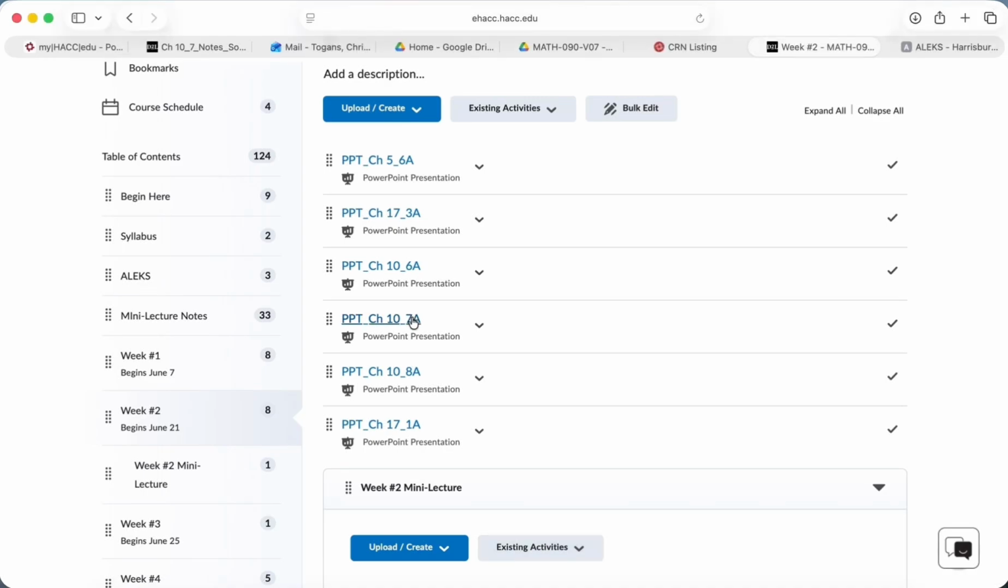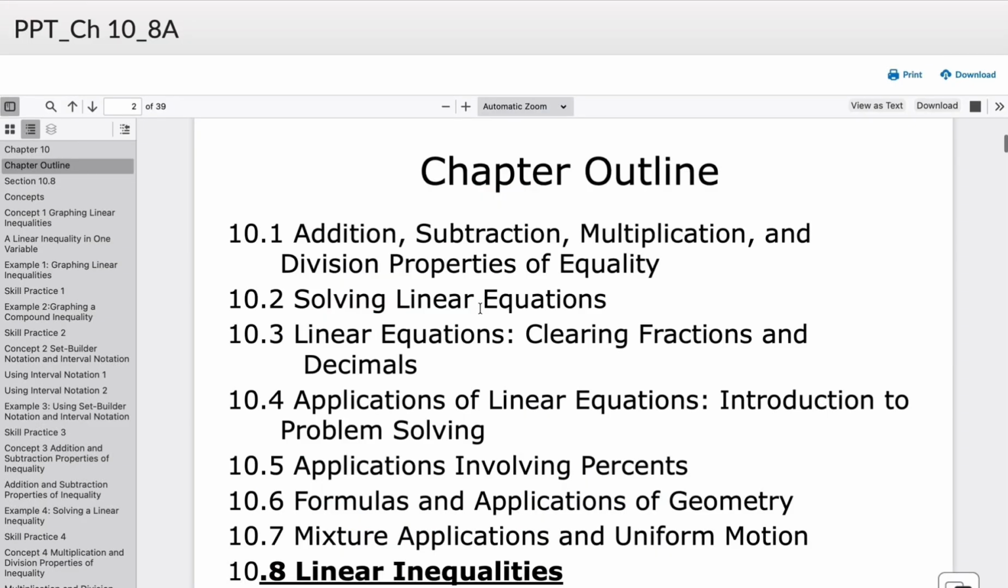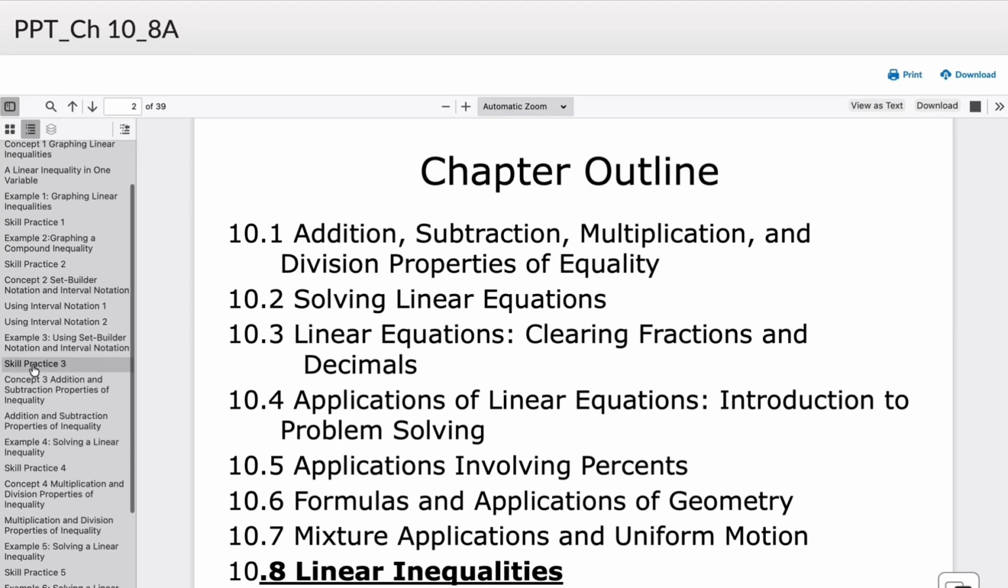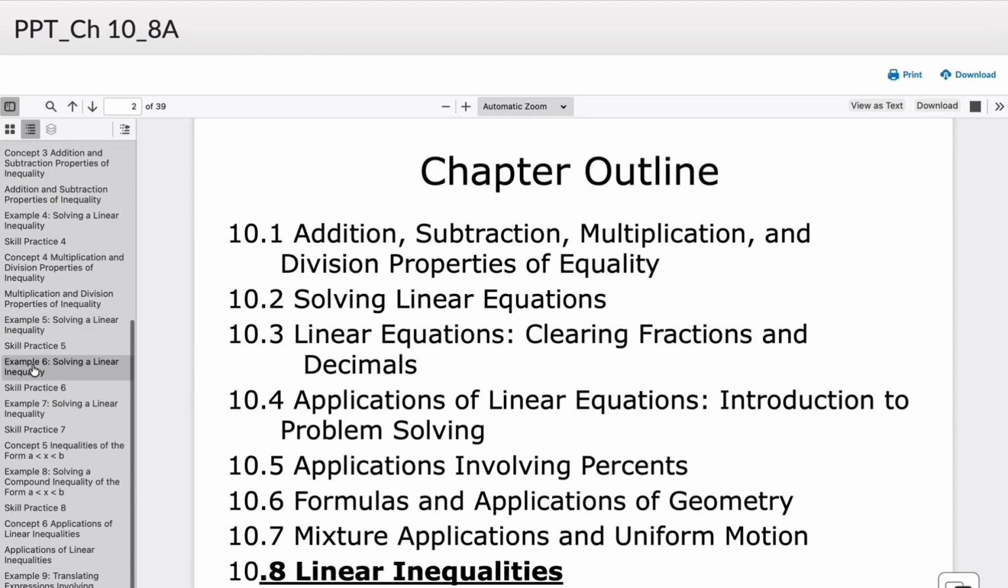And then don't forget that you also have the PowerPoints. So these are all study tips that I would use in order to get the best out of this course. And yes, you are going to teach yourself a lot of the content.